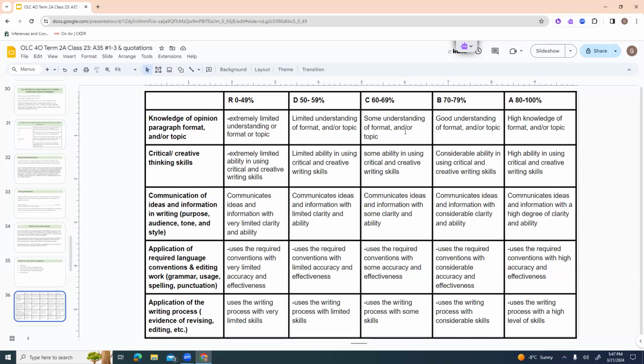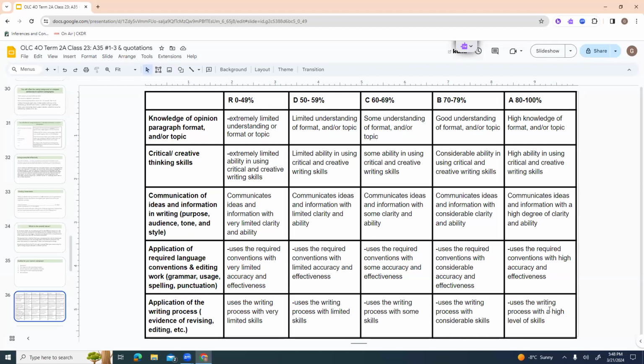Okay. And then C level is showing some areas, but in some areas there's some things missing, right? Anything past a D, D and up is still a pass. B is considered the provincial standard. B shows a good understanding. You're often doing it. You're usually doing it. There's some minor areas, but mainly you seem to have the idea, basically. And then the A level is very high ability, high knowledge. Things are very thorough, very well explained, very well understood, excellent conventions, excellent use of the writing process.